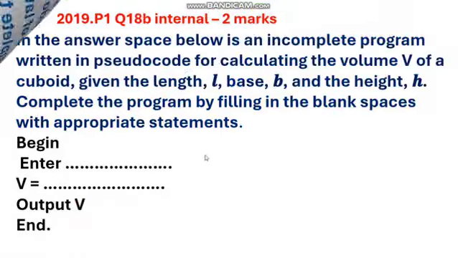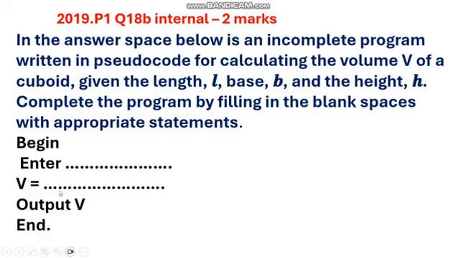So let us now move on to our second question. This is the question that came in mathematics paper 1 for 2019, question 18B for internal candidates, and it was also carrying 2 marks. The question reads: in the answer space below is an incomplete program written in pseudocode for calculating the volume V of a cuboid. Given the length L, the base B, and the height H, complete the program by filling in the blank spaces with the appropriate statement.